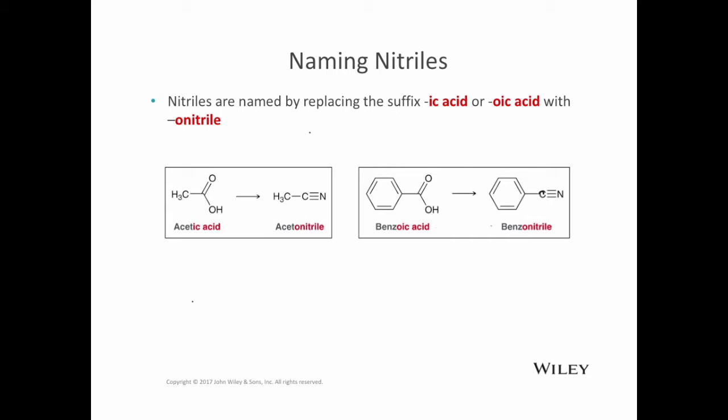To name nitriles, you want to replace the suffix ic acid or oic acid with o-nitrile. So, for example, acetic acid becomes acetonitrile. This carbon maps onto that carbon. And benzoic acid becomes benzonitrile. That carbon maps onto that carbon.